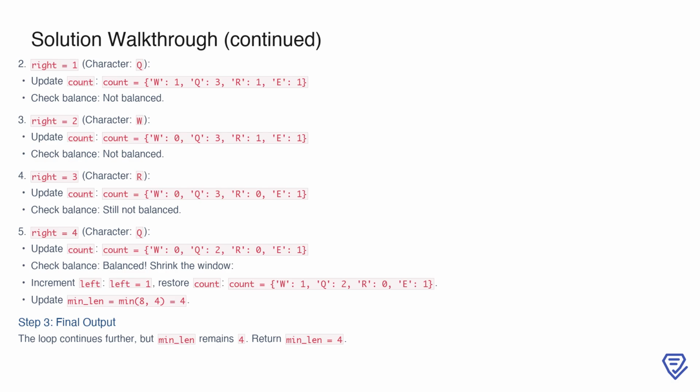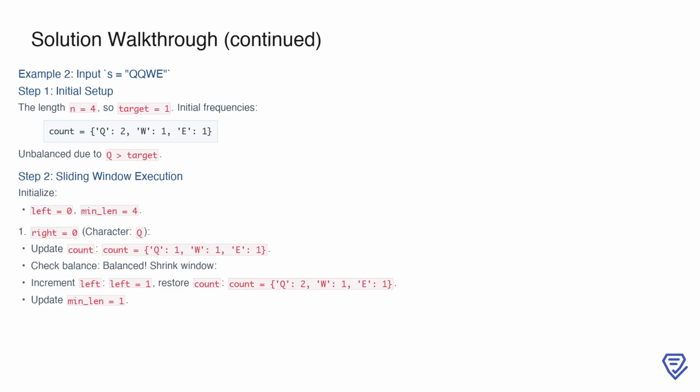Finally, at right equal to 4, the character Q is processed, reducing its count to 2 and updating the dictionary to W0, Q2, R0, E1. At this point, the string becomes balanced because all characters meet or fall below the target frequency. We then attempt to shrink the window size by incrementing the left pointer. When left is incremented to 1, the count of W is restored, resulting in W1, Q2, R0, E1. The minimum window length is updated to 4. While the loop continues further, no smaller window is found, and the minimal length remains 4. Thus, the function returns 4.